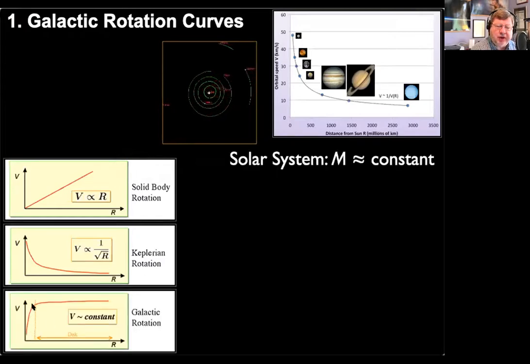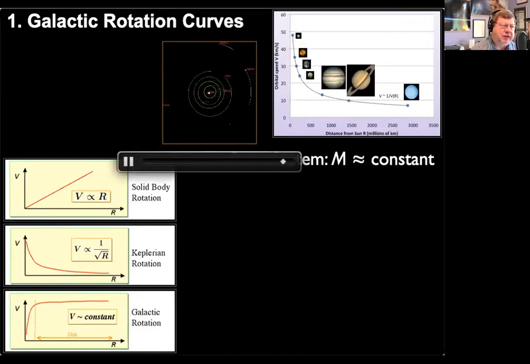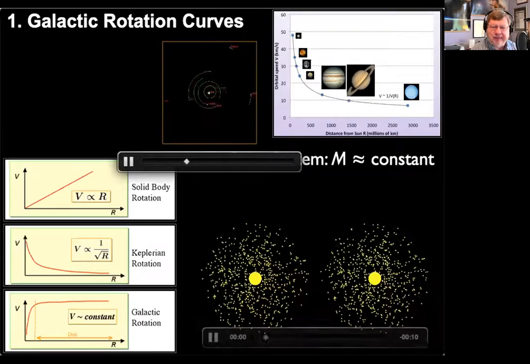And here is what we've observed with the Milky Way galaxy. It doesn't match either of these curves. It does something bizarre. The rotation curve is approximately constant, which means as you get farther away from the center of the galaxy, you're enclosing more and more mass that you cannot see.